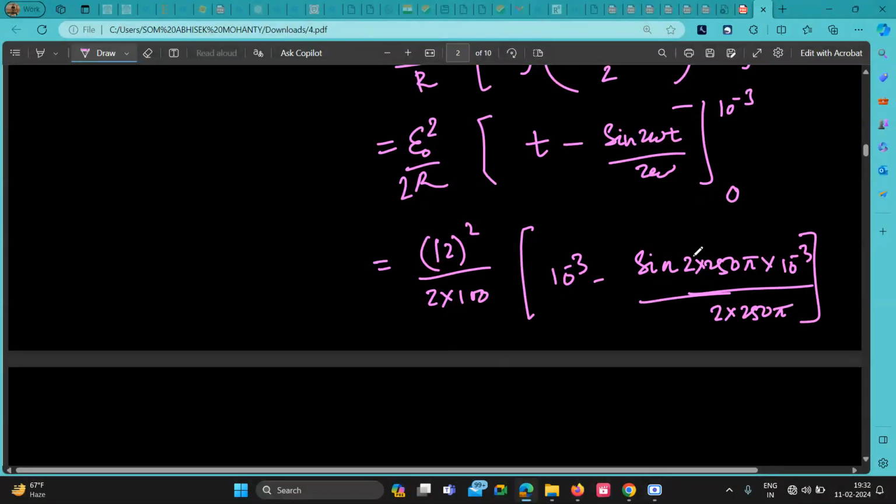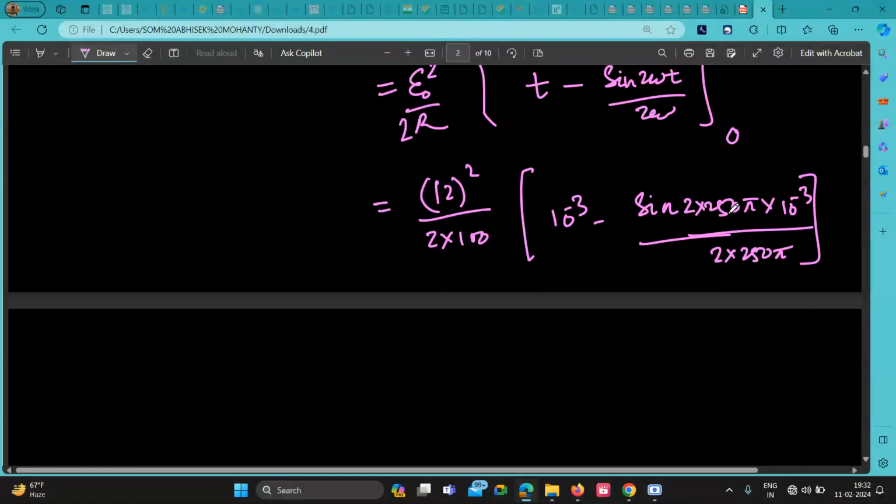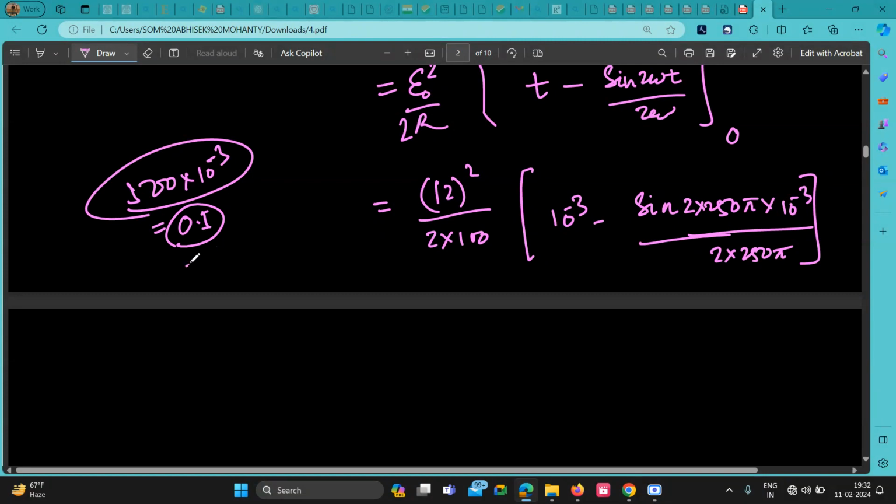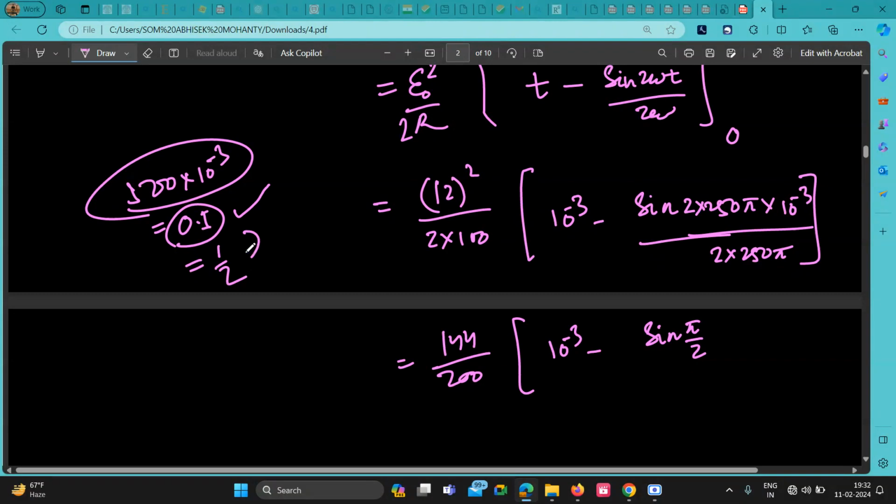If you see, 2 into 250 is 500. 500 into 10 to the power minus 3 is 0.5. 0.5 is actually 1 by 2, and there is a pi, so it will be sine pi by 2. Got it? The question will be given in such a way that you will be able to solve it. This is sine pi by 2 divided by 500 pi.